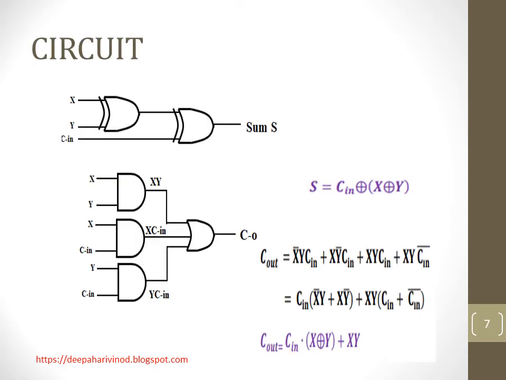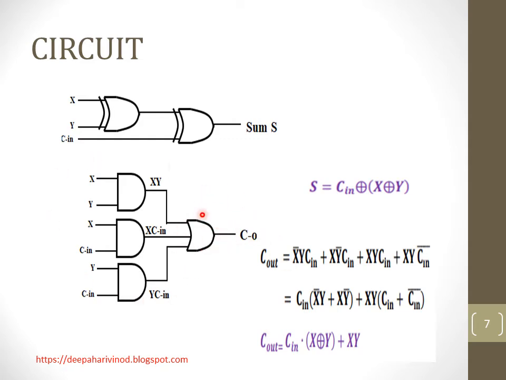Circuit of the full adder. We have seen the sum equation is Cin XOR x XOR y, so by using two XOR gates we can draw the circuit for the sum. In the same way for Cout, we have seen that we need 3 AND gates, for xy, x Cin and y Cin. All these outputs are given together to an OR gate, so we will get the Cout here.